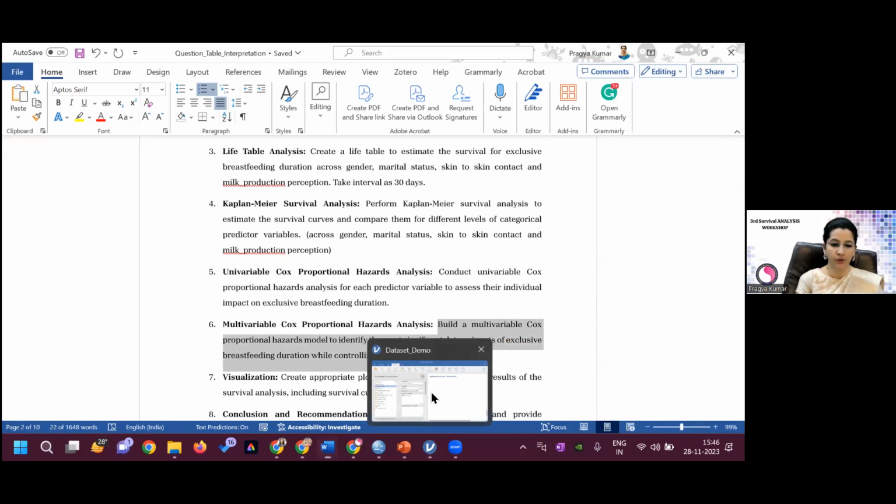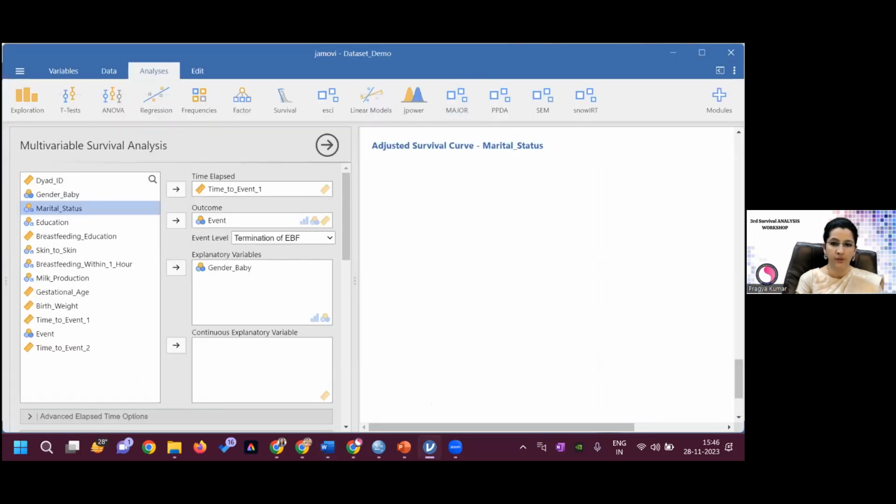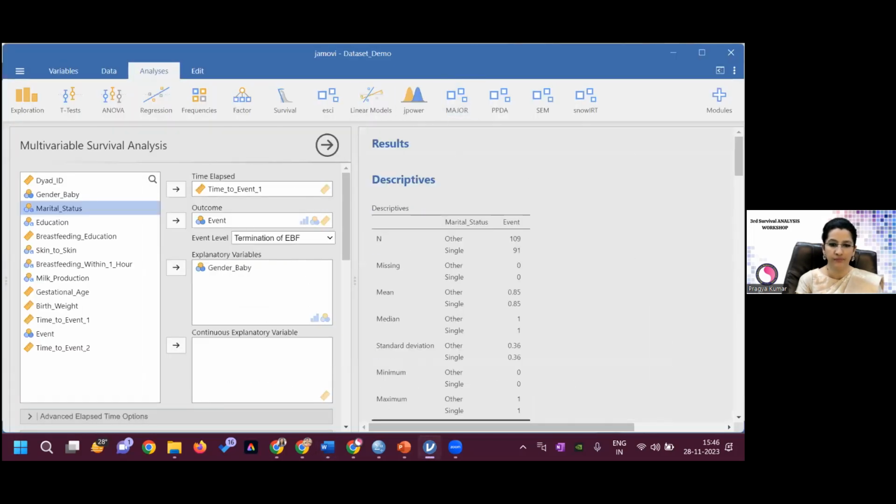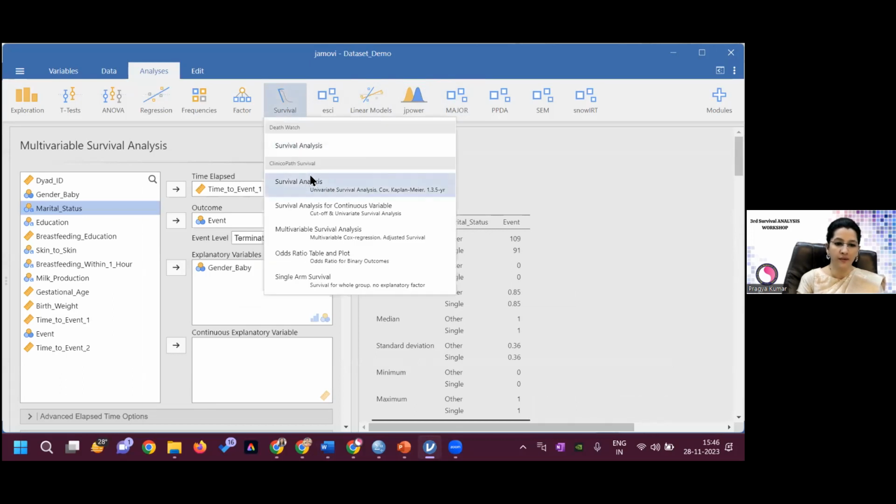So I'll go to Jamovi. In Jamovi, if you see, this was the survival. We have used this univariate survival analysis till now for the life table. We have seen this option and this survival analysis. Now we will see the third option, because there are many modules. That's why I was just revising these two. Now we will use this multivariable survival analysis.